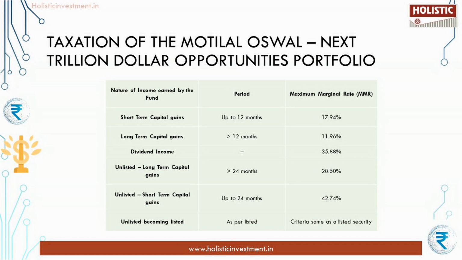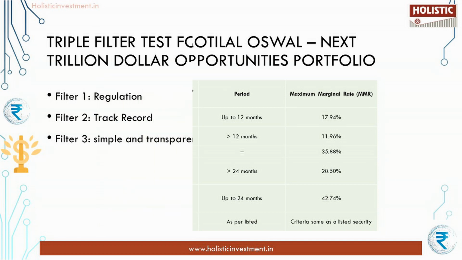Tax on both realized and unrealized gains is factored in the NAV on an ongoing basis. Thus, it is a post-tax, post-management fee NAV. The rate at which a Category 3 fund pays tax on each of these types of income is explained in this table here.